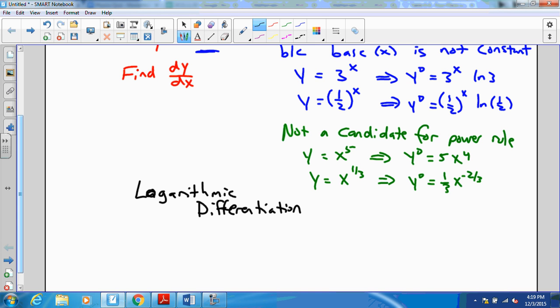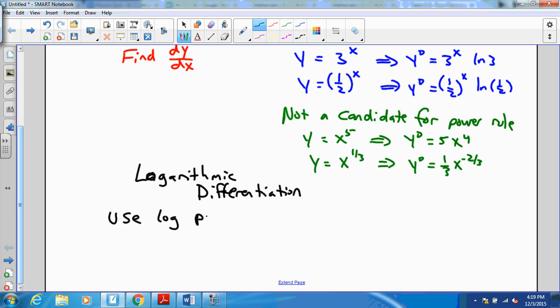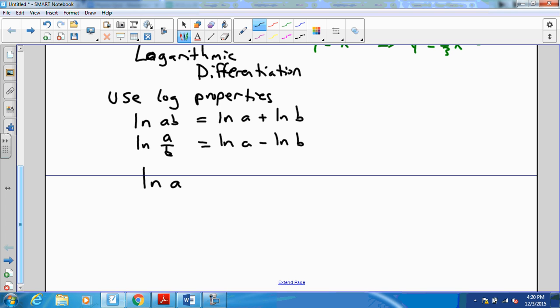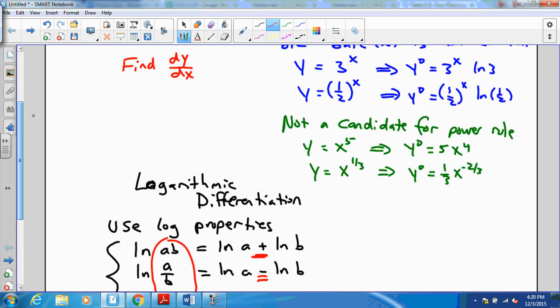Logarithmic differentiation is kind of what it sounds like. We're going to use logarithms in order to transform the problem into an easier problem. Specifically, we're going to use log properties to convert problems with multiplication into addition problems, problems with division into subtraction problems, and problems with exponents into multiplication problems. Because of our three log properties, the log of a product equals the sum of logs. The log of a quotient is equal to the difference of logs. And the log of a power is equal to the power times the log. So we're going to use these three log properties to turn complicated problems on this side into simpler problems on this side that involve addition, subtraction, or multiplication.